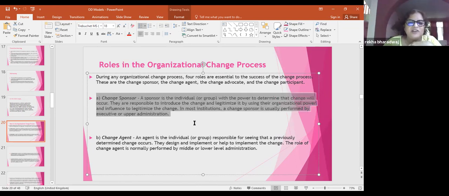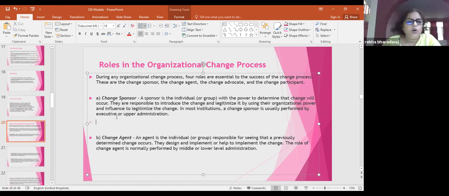So this has to have the support of the top management, particularly when we are talking of, actually all structures are the same. So it does need top management support. And then you need the change agent, the individual or the group responsible for seeing that a previously determined change occurs. They design and implement or help to implement the change. The role of the change agent is normally performed by middle or lower level administration.